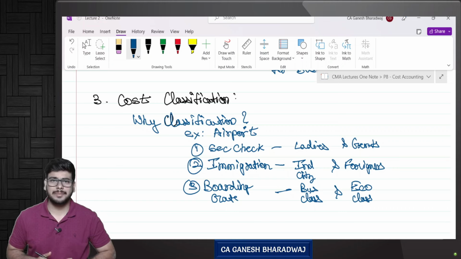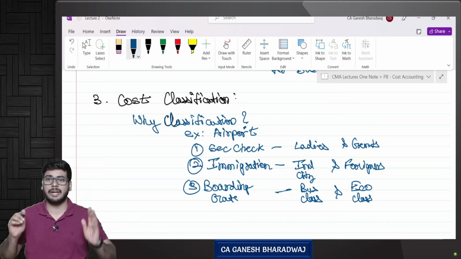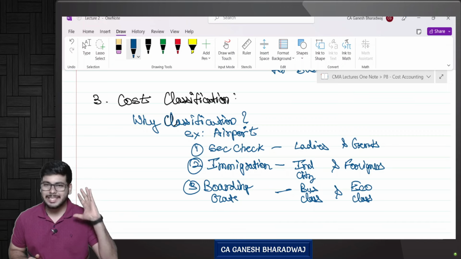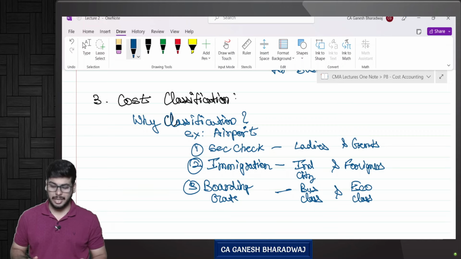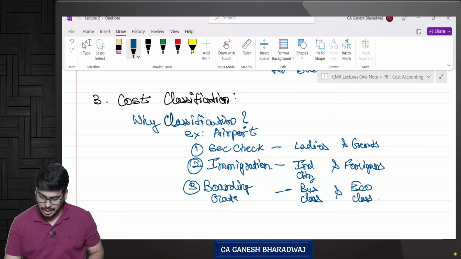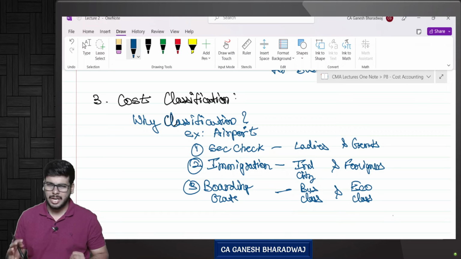Now, when you are at a boarding gate, who enters the aircraft? The very same human beings enter the aircraft. But here, ladies and gents is not required. The classification of Indian citizens and foreigners is not required. Here, the classification is done based on business class passengers and economy class passengers. Now, sir, why did you take this example?